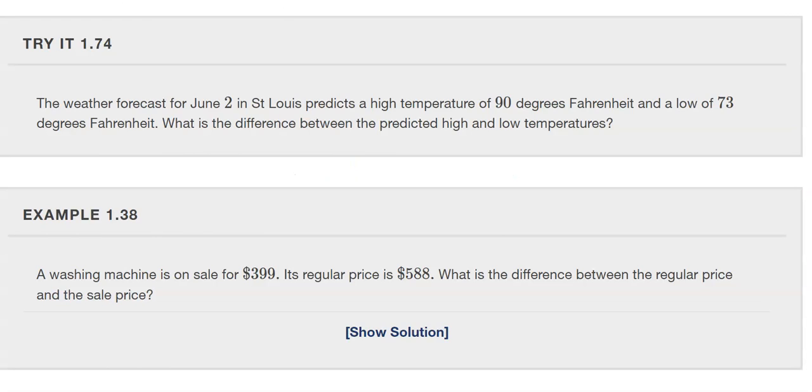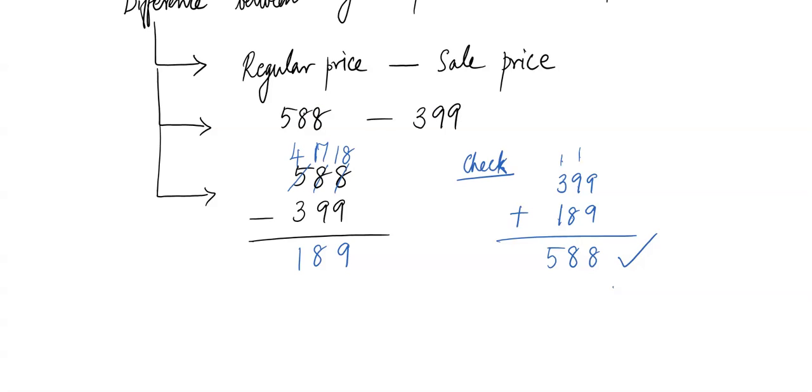Let's do the try it problem here. The weather forecast for June 2nd in St. Louis predicted a high temperature of 90 degrees Fahrenheit and a low temperature of 73 degrees Fahrenheit. What is the difference between the predicted high and low temperatures? Okay. So you have again that key phrase here in the second sentence, which is what we're going to pull up. The difference between the predicted high and low temperatures.